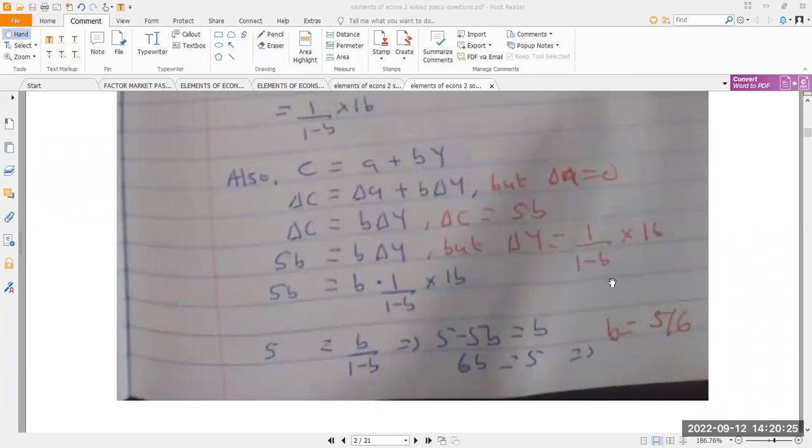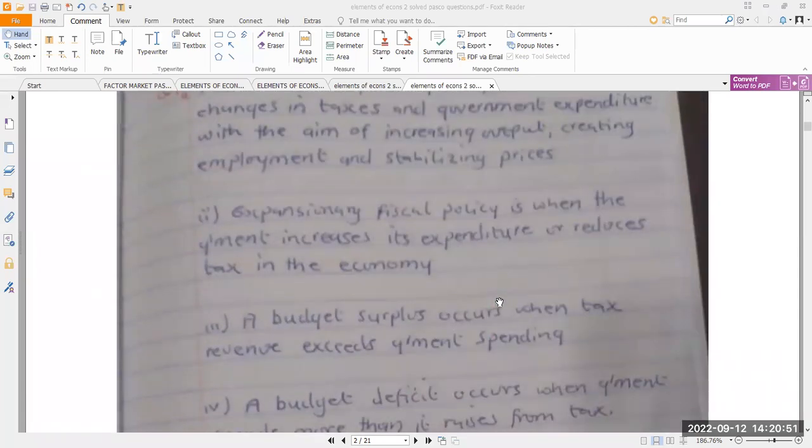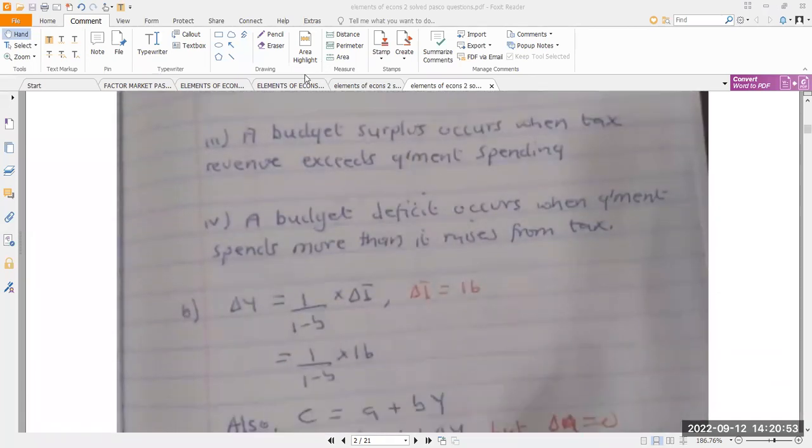So the marginal propensity to consume will have to be 5 over 6 before a 1 billion increase in investment can lead to a 5 billion increase in consumption, okay? There are other ways that you can actually do this, but this is what I chose. So this is the answer for the B part. MPC must be 5 over 6, okay? All right, any question?